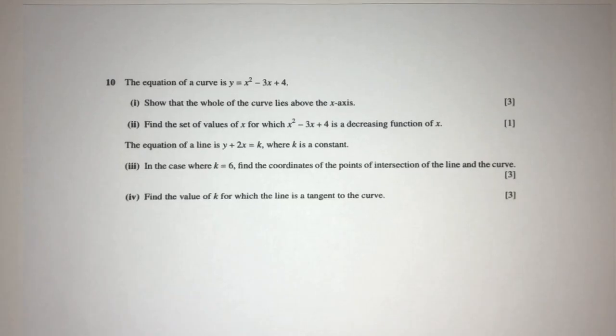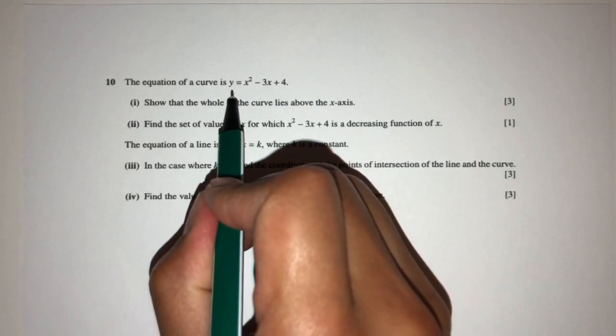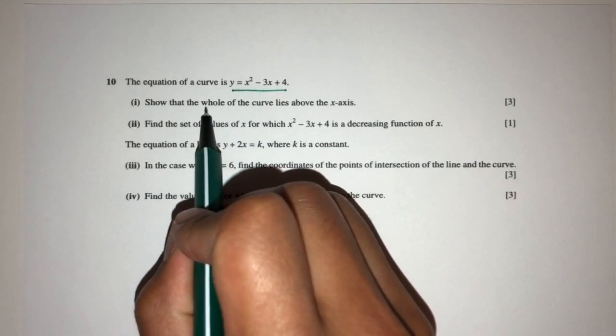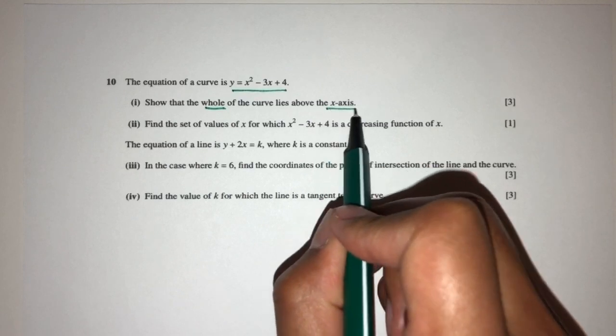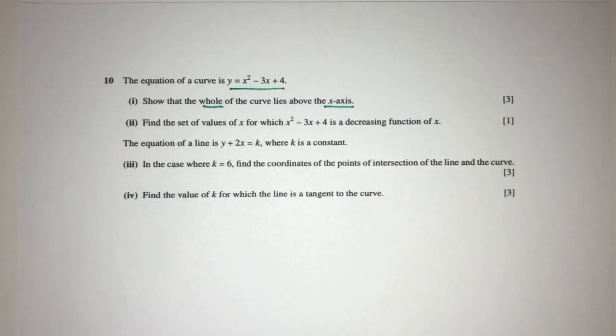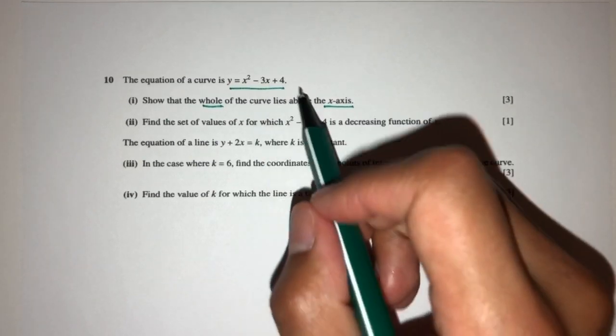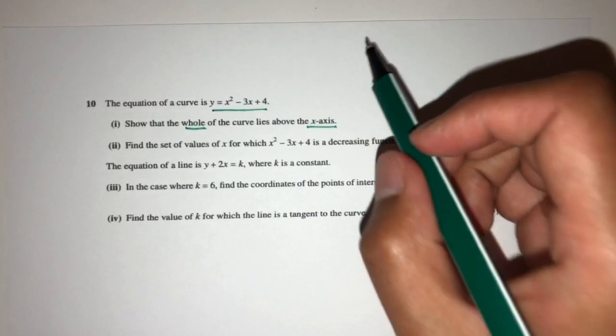Now let's move on to question number 10. The equation of a curve is given to you by this. Show the whole curve lies above the x-axis. So how can we show this? We can complete the square to see if it is always positive, right? So let's do this. Complete the square for this curve.